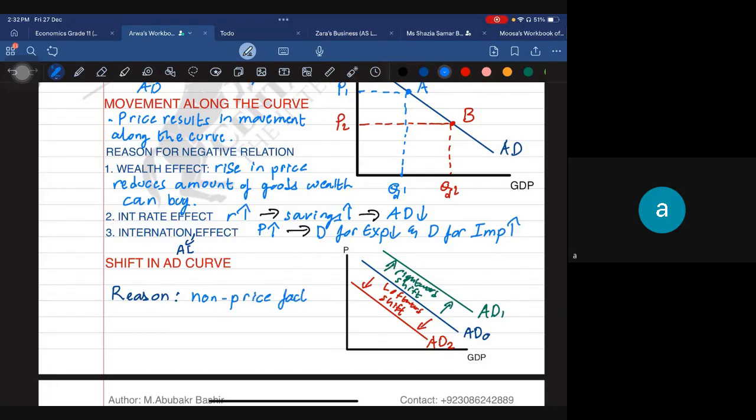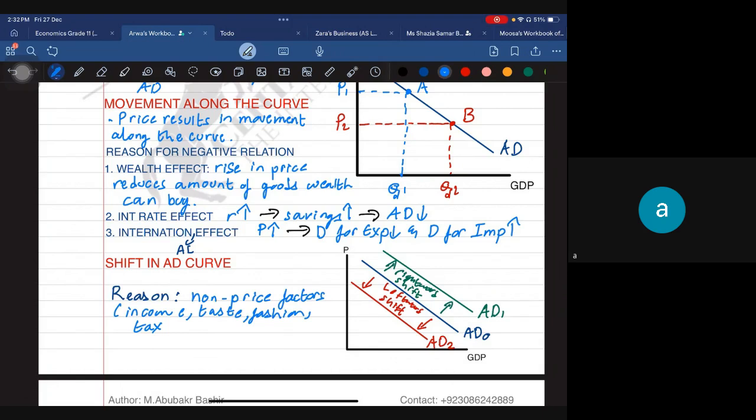Non-price factors. Can you name any? Income, tastes, fashions, attitudes, and taxes as well. We can't mention subsidies, because subsidies are for suppliers. Will imports matter? If imports become cheaper, does that count as a reason for the aggregate demand curve to shift? Will imports and exports matter?